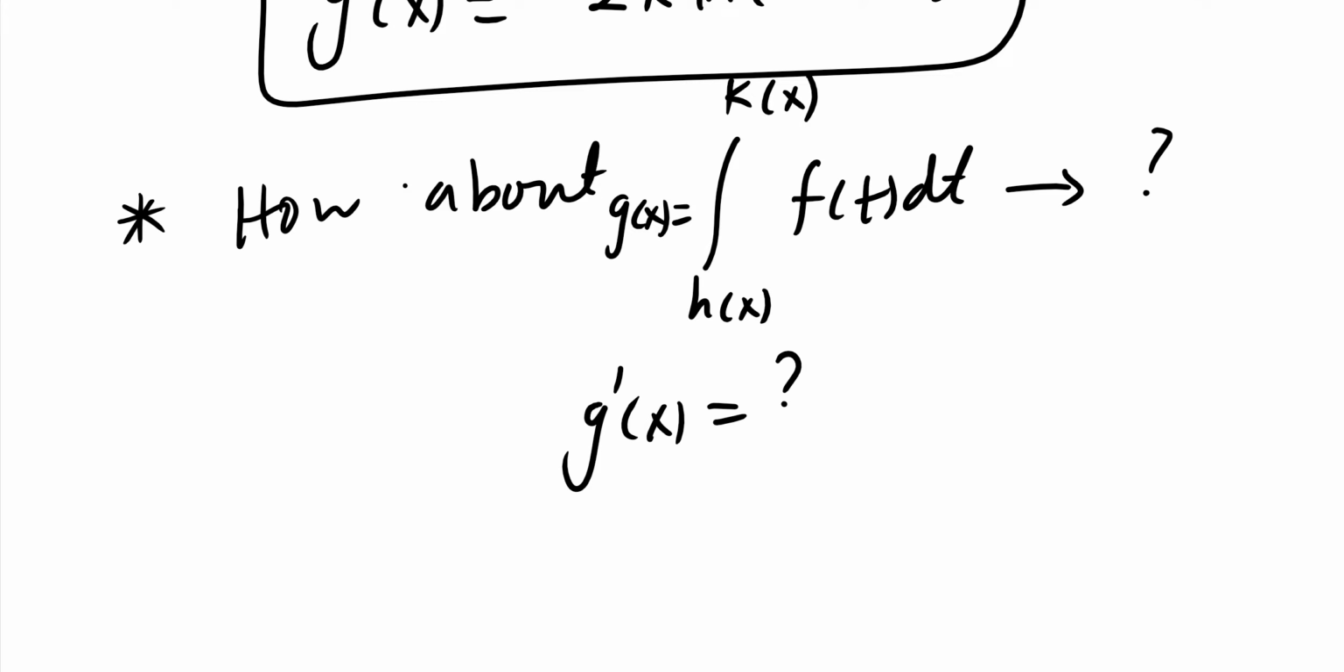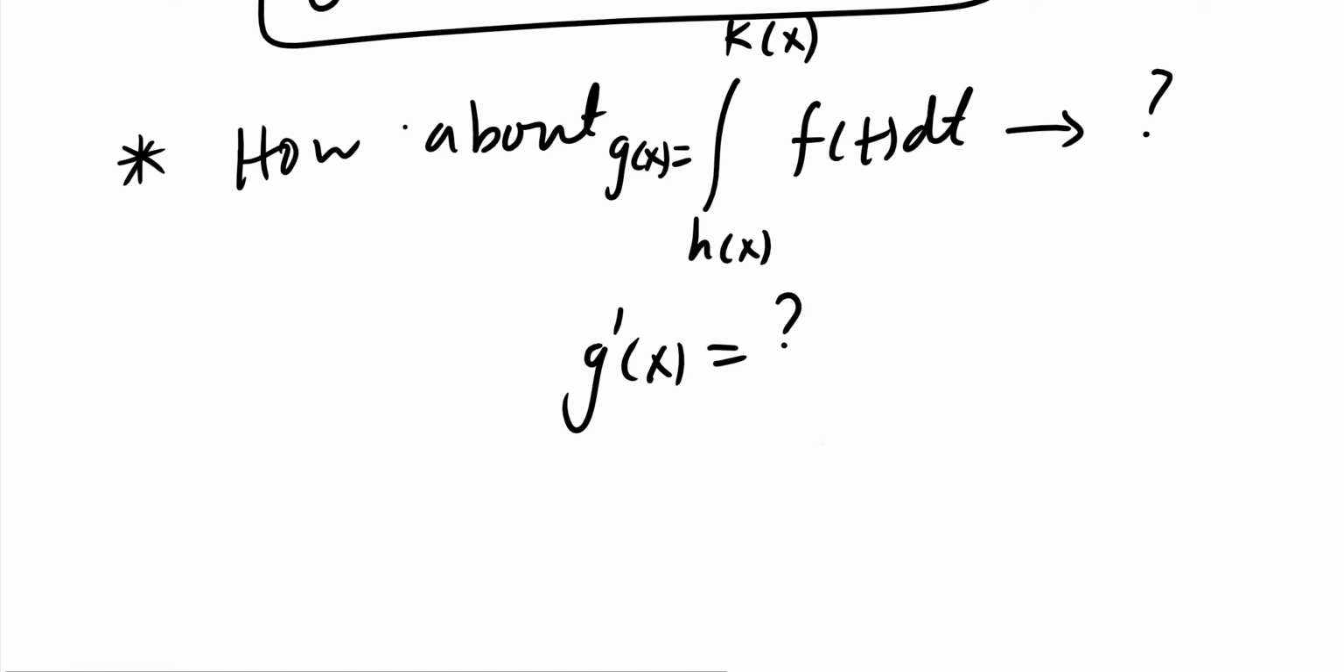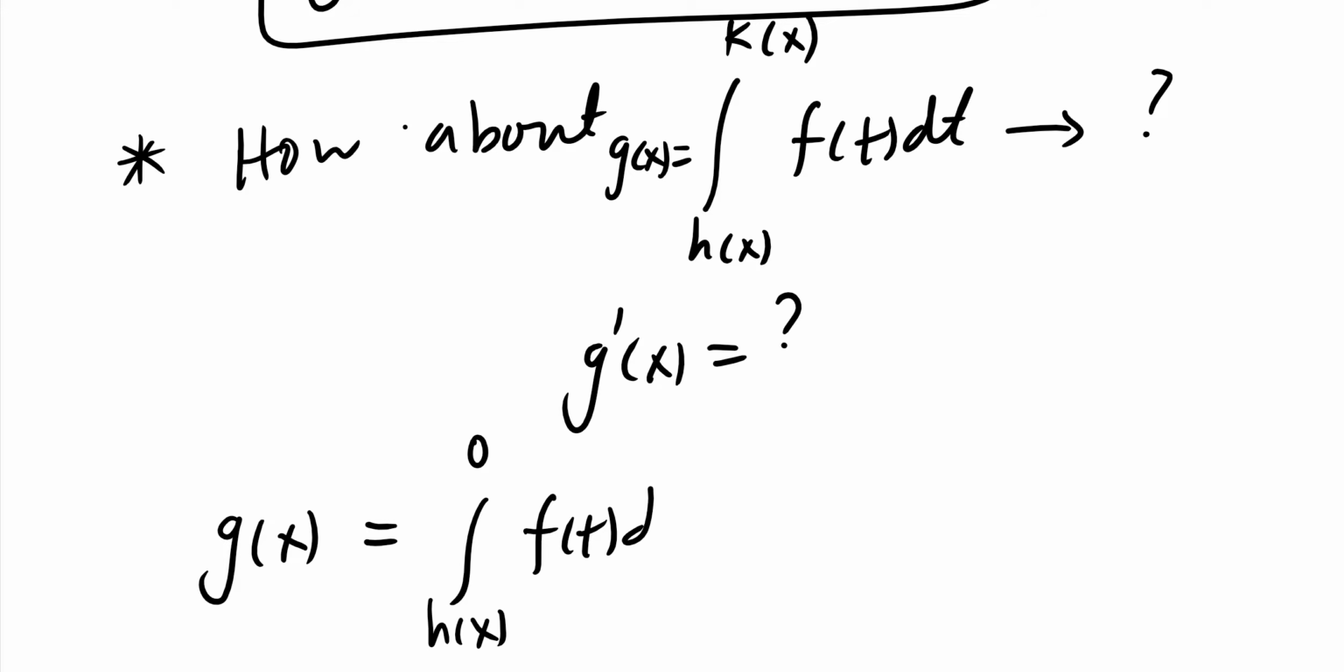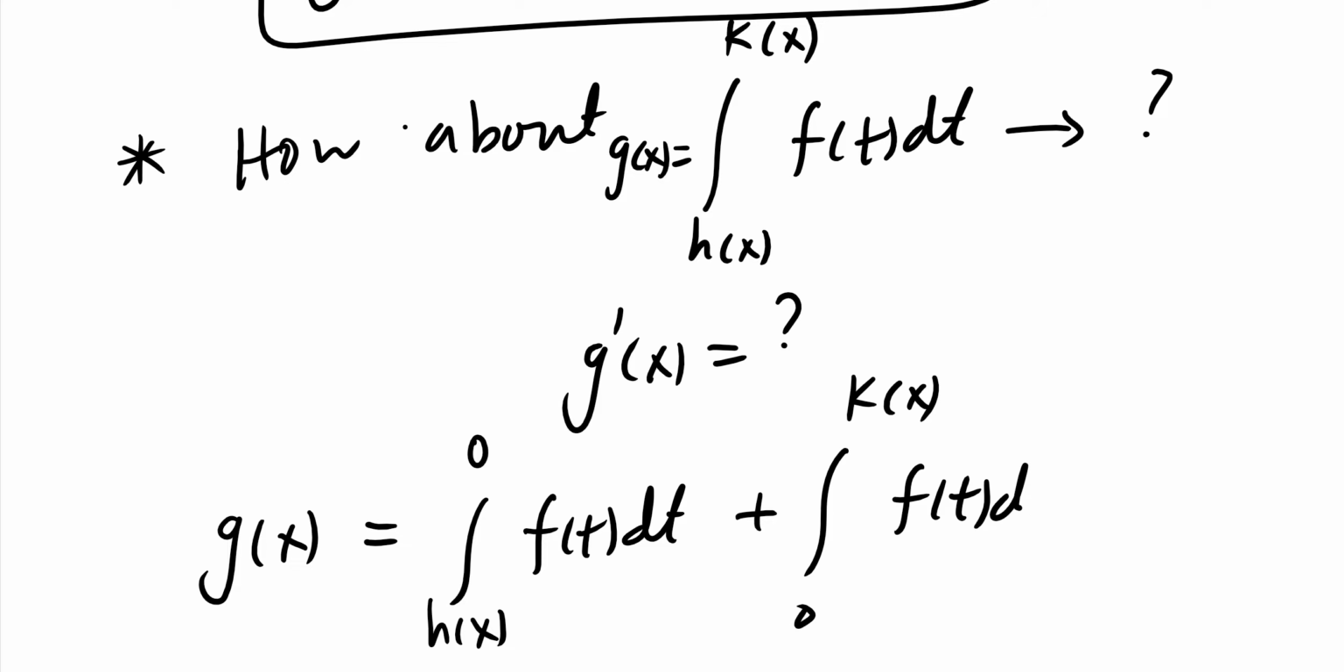Well, there are two things. One is a shortcut, and the other is a step-by-step procedure to apply the fundamental theorem of calculus part 1. The way this works is that we rewrite this as the integral from h of x to 0 of f of t dt. So I'm splitting the upper and lower bound. Instead of just going from h to k, I'm going to go from h to 0 plus 0 to k of x of f of t dt.